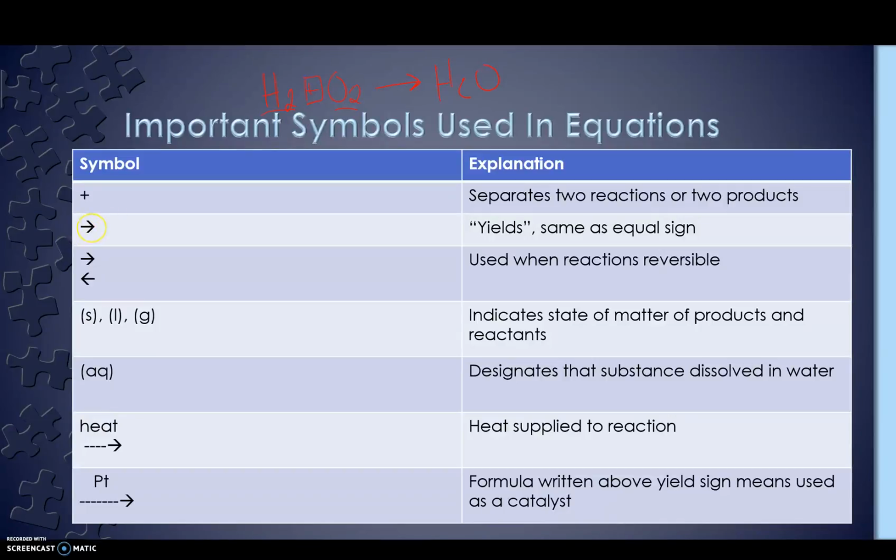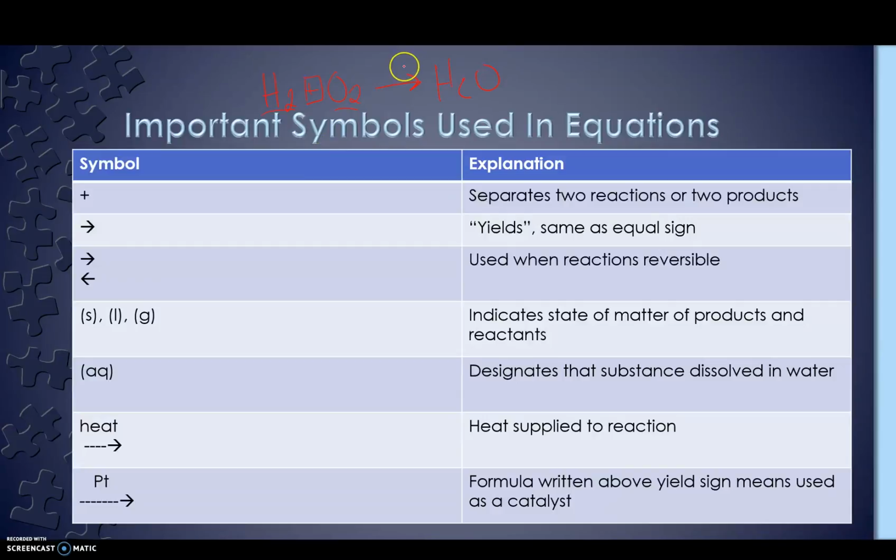The arrow, when it's pointing in a certain direction, that's going to mean yield. However, it's the exact same thing as an equal sign. So if you have hydrogen gas plus oxygen gas equals or yields H2O or water. Okay.